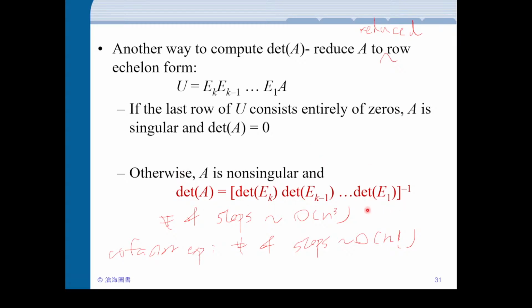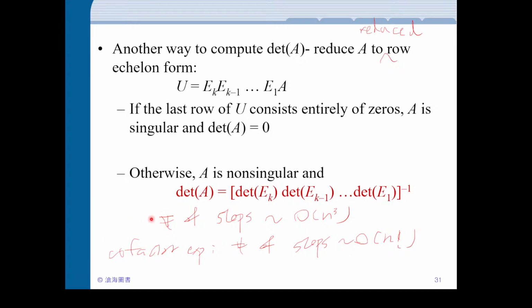And so you only need to calculate what row operations you need to do to turn your A into a reduced row echelon form, and then you multiply the determinants of those operations together, then you get the determinant of A.